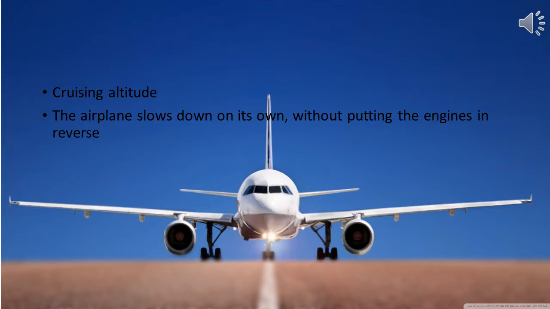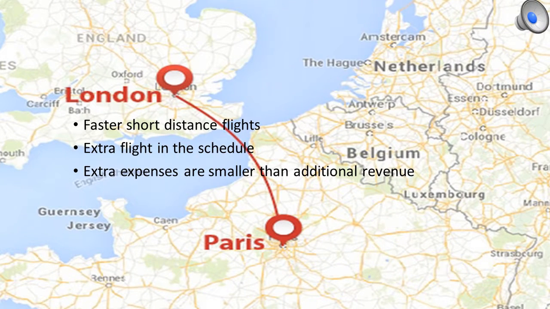When landing on long runways, pilots may let their aircraft slow down on its own instead of putting the engines in reverse. Some airlines which fly short distances to cities fly their planes faster to save a few minutes of the flight time of each flight, which makes the airline able to put an extra flight in the schedule at the end of the day. By flying at higher speeds, an aircraft consumes more fuel, which increases expenses, but the extra revenue is higher than the extra costs.